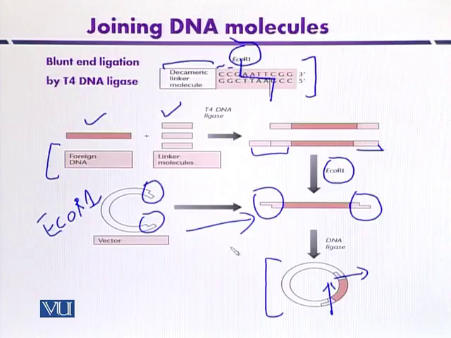So blunt end ligation can be mediated by DNA ligase, but it may be more advantageous if we use linker molecules, that is, synthetic DNA molecules that can mediate the ligation because of the production of cohesive ends.